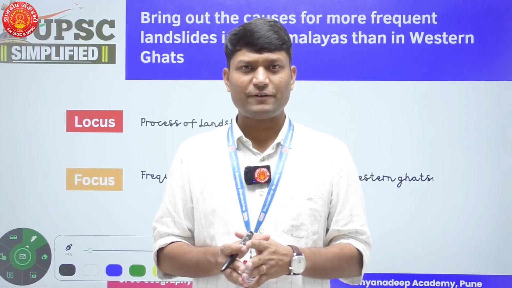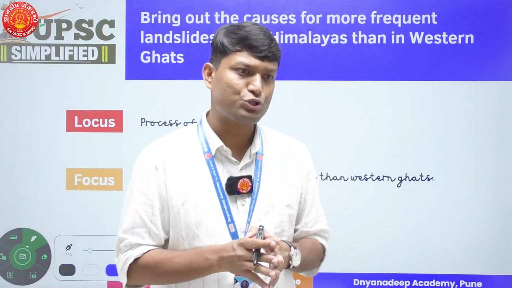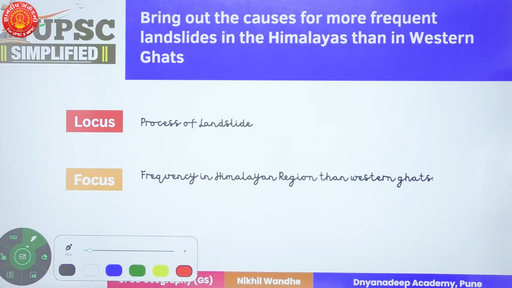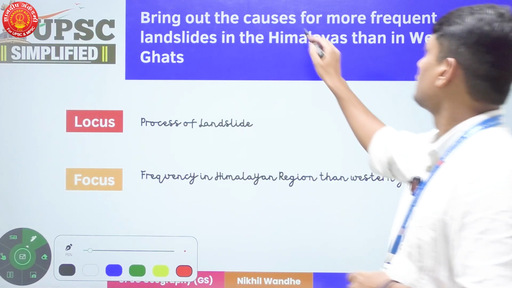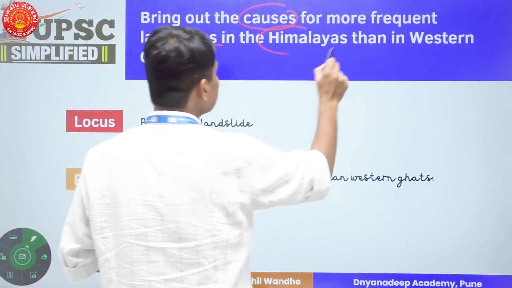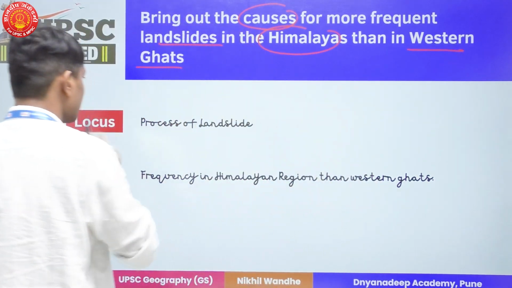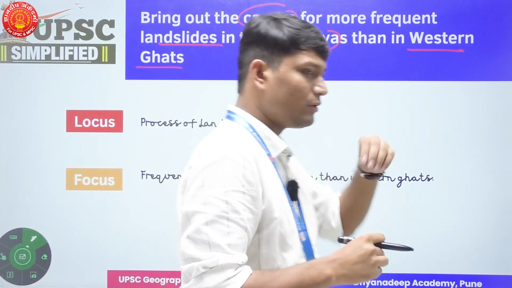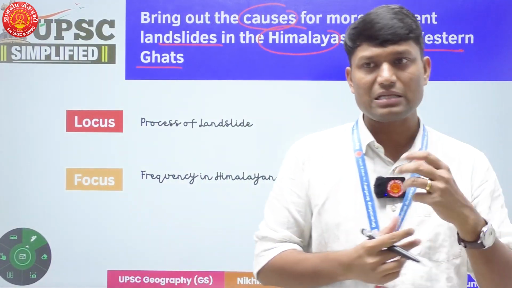In this UPSC simplified series, we are taking one more geography mains question. So here is the question on your screen. Bring out the causes for more frequent landslides in the Himalayas than in Western Ghats. Now this is a repetitive theme. Maybe 3-4 times this particular question has been asked.